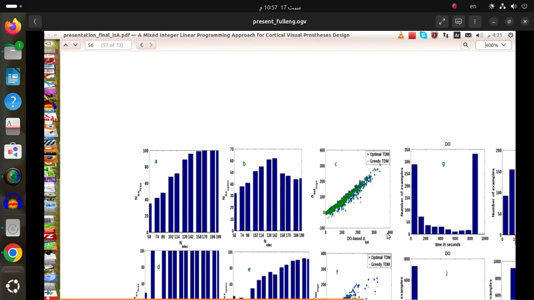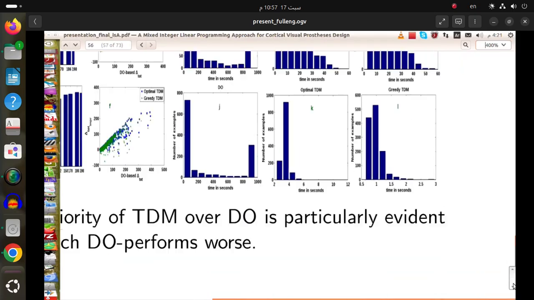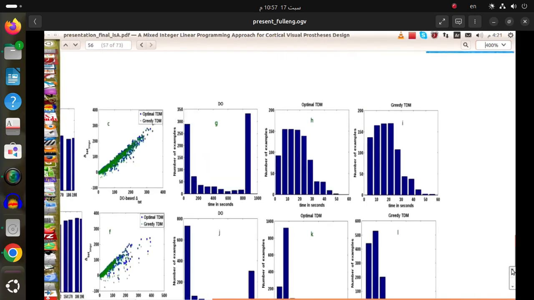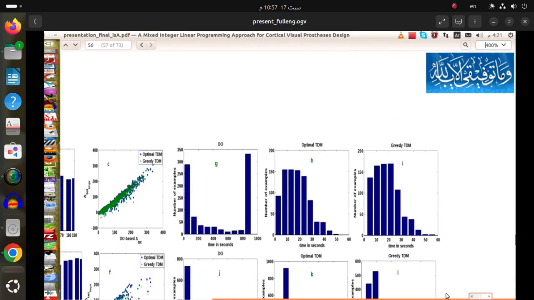As for the time, of course, because time division multiplexing is a codebook strategy, we just retrieve solutions. From a time-to-solution point of view, it is far better than using direct optimization.